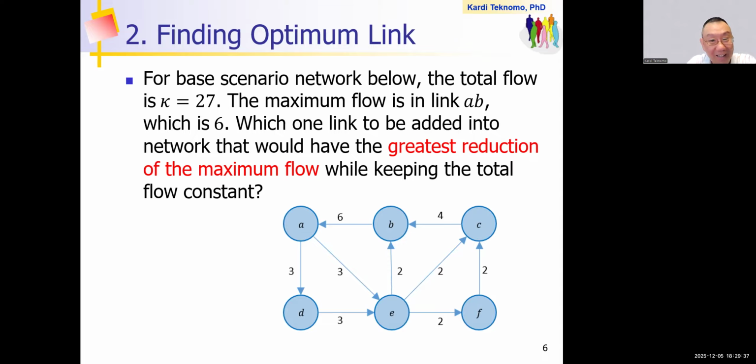can you add one link, from which node to which node, that will have the greatest reduction of the maximum flow, but keeping the total flow kappa 27 constant, meaning total demand constant, within the same year. I want to implement this new road. I don't know which road, you need to find out, in order to make the reduction of the maximum flow the greatest. So you can try one by one.